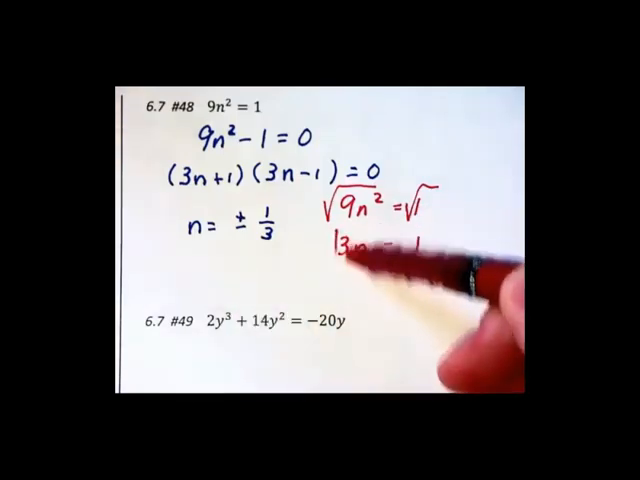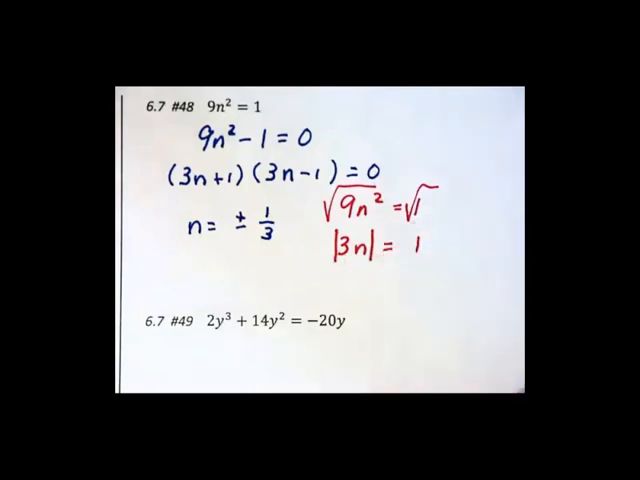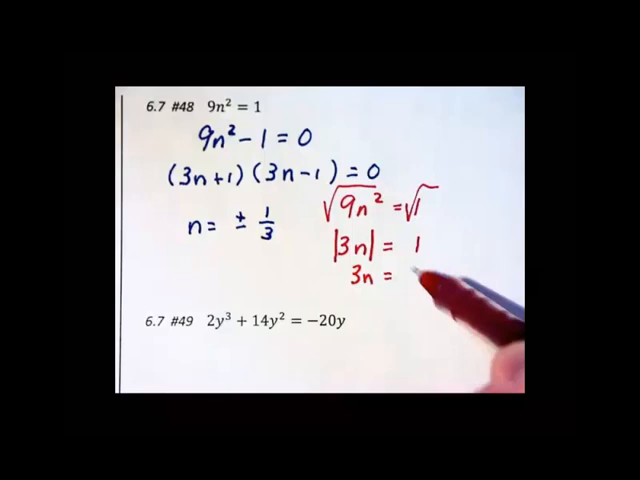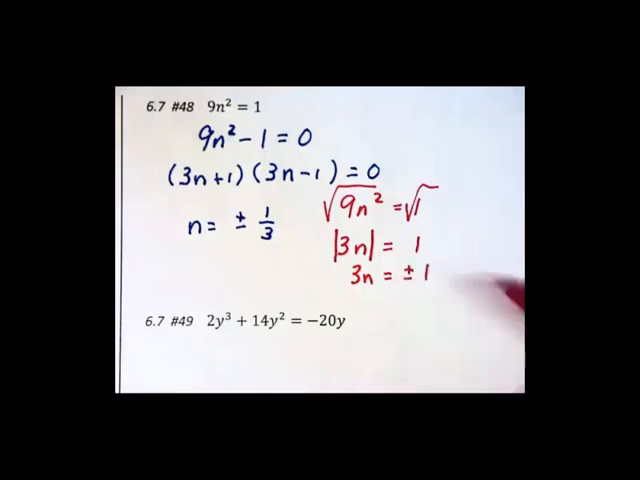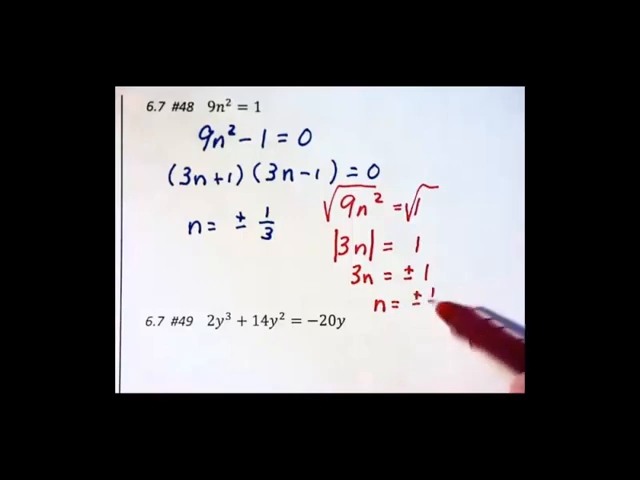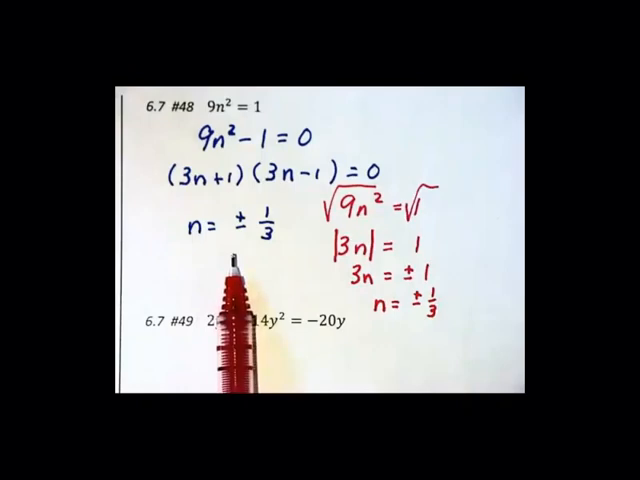Technically, there's absolute values around that 3n. The removal of the absolute value gives you the plus or minus 1, and then dividing by the 3, there's your plus or minus 1/3. Because of the absolute values, I really tend to not suggest this approach when you've got this nice neat difference of two squares approach to take on this problem.